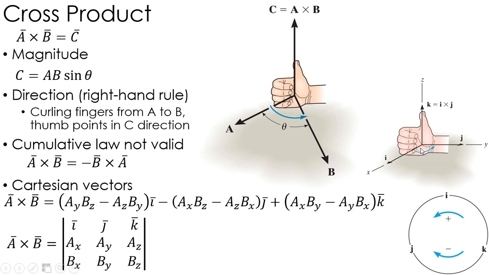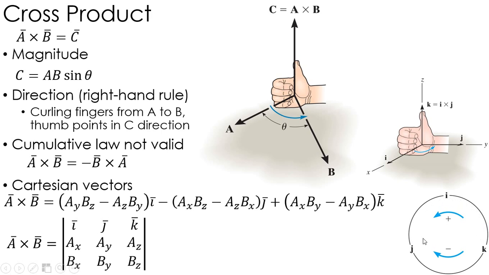Okay, so you can either do that with your right hand, or another trick is to use this sort of circle. If I move this way around the curve, as shown here, in a counterclockwise manner, that's positive. If I rotate in the clockwise manner, that'll be negative. So if I go this way around, i cross j is going to give me positive k. j cross k gives me positive i. k cross i gives me positive j.